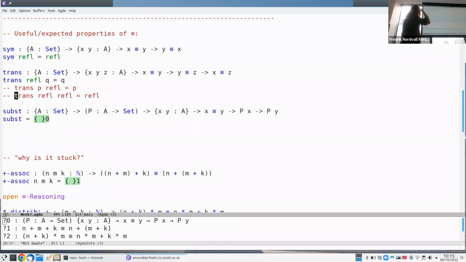So this is usually the case. If you can state something in the type when it comes to equality, then just pattern matching on refl usually gets you there. So all the hard work is writing down the type that you wanted.